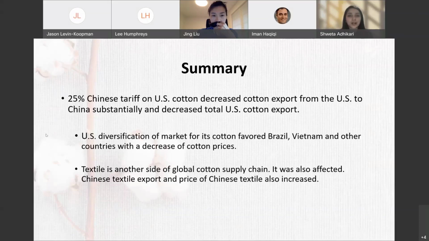So we can see that the 25% Chinese tariff on U.S. cotton decreased cotton export from the U.S. to China, and this resulted in U.S. diversification of the market for its cotton, and it favored Brazil, Vietnam, and other countries. And textile is another important side of the global cotton supply chain. So a dual effect has been observed when it comes to the U.S., since they are using a lot of cotton in the textile.